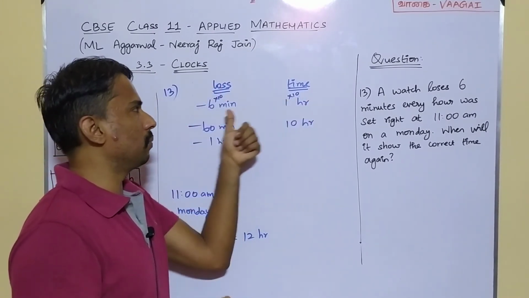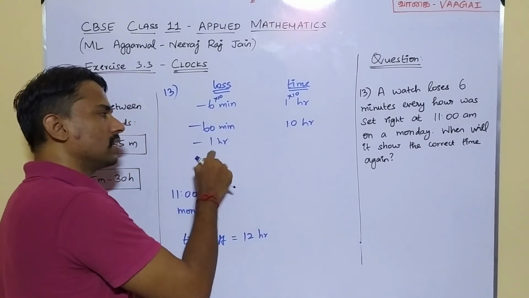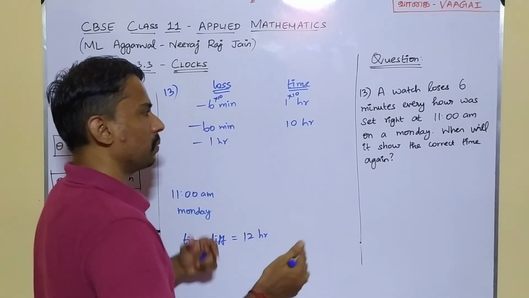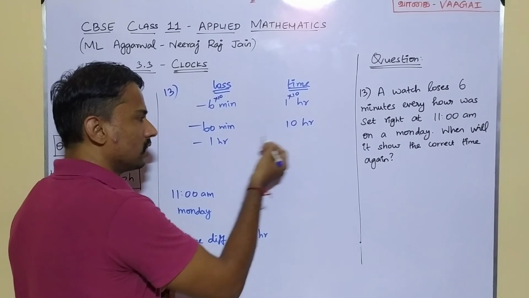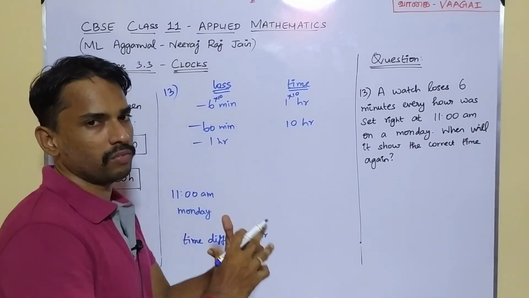Okay, that's the reason I multiplied by 10. Why? Because I got 6 minutes. If I multiply by 10, I can easily get 1 hour, right? That's the reason. Okay, that's my plan. So for every 10 hours, how many hours would this be losing? This would be losing 1 hour. This point we have to understand.